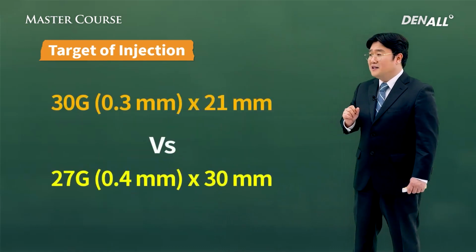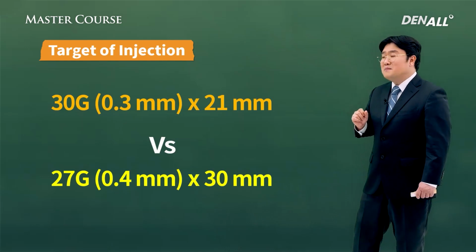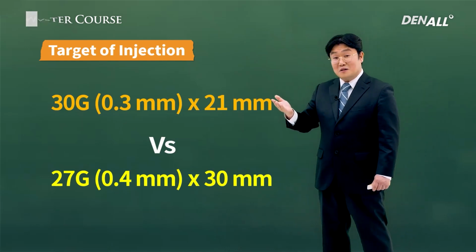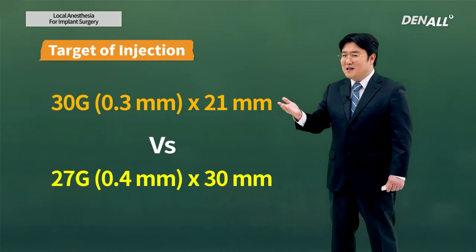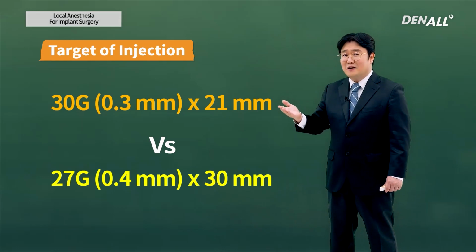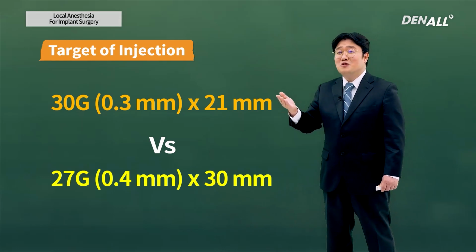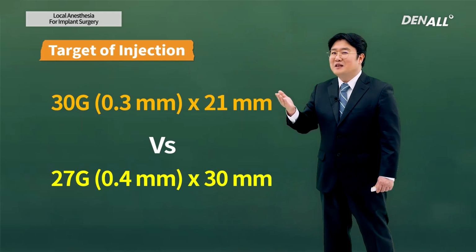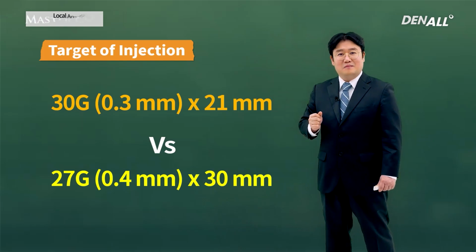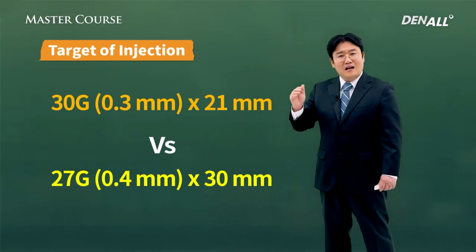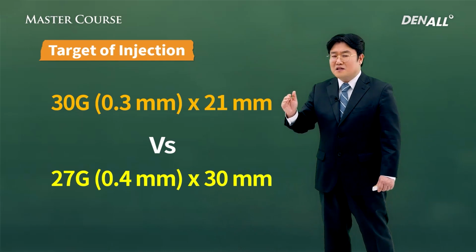Maybe in your office, you use 30 gauge. The thickness is 0.3 millimeters and the length 21. This is the injection needle that is mostly used, because the thinner the needle, patients would suffer less. A thin one is okay, but the problem lies with the length.